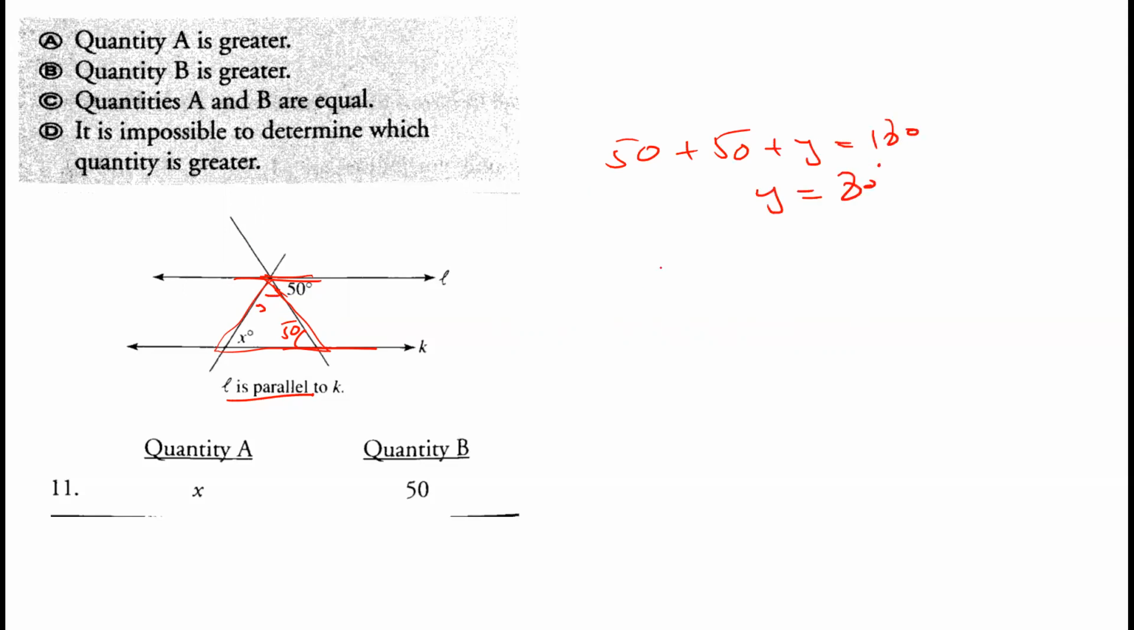80 degrees. Now it can also be the case that X is less than 50. Let's suppose X is 40. So 40 plus 50 plus Y equals 180. So Y would be equal to 90. Or X can be greater than 50. So we don't know which quantity is greater. X can be greater than 50, less than 50, or equal to 50. So option D would be correct.